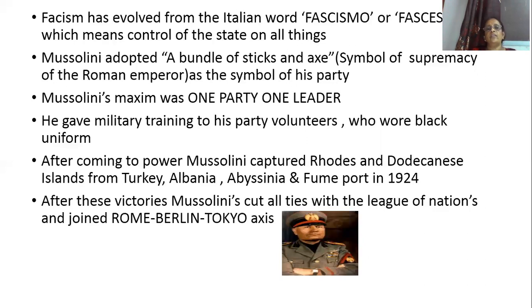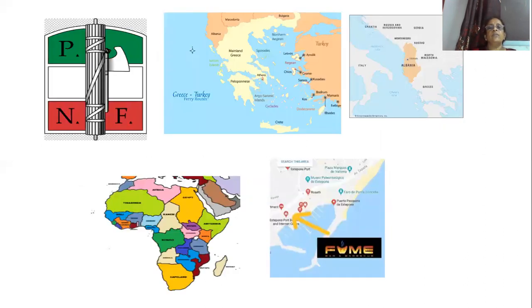And which were the places captured by Mussolini? Rhodes and the Dodecanese from Turkey, Albania, Abyssinia, and the Fiume port in 1924. And after these victories, he cut all the relations with the League of Nations and joined the Rome, Berlin, Tokyo axis. So that was one of the reasons for the Second World War.